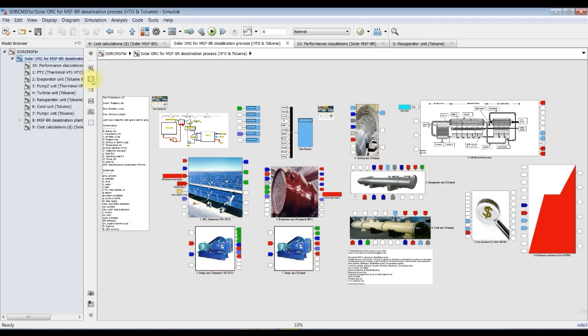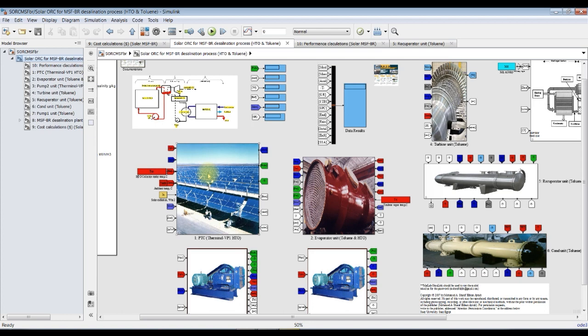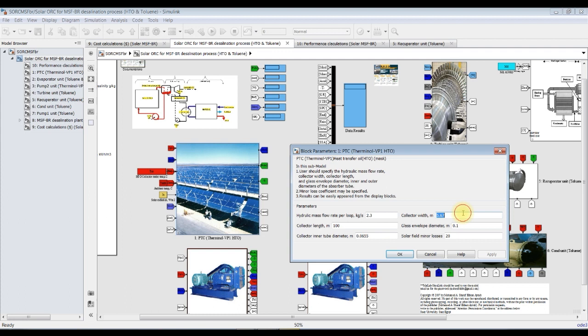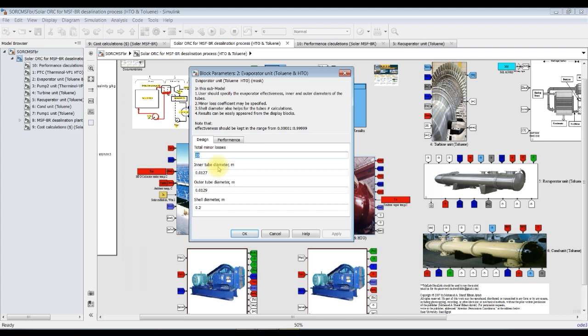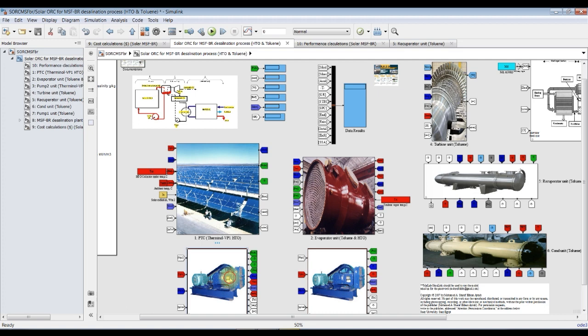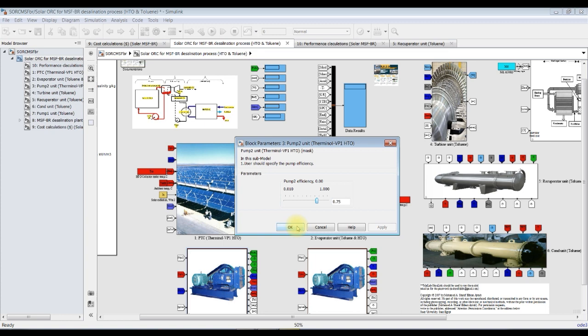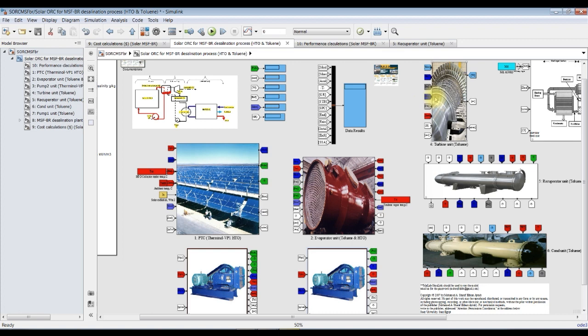We have here the parabolic trough collector. Let's assign some inputs. I will keep this hydraulic mass flow rate, collector design aspects, segment length, and so on. Keep this, and this is the boiler heat exchanger intermediate unit. Inner tube diameter, outer tube diameter, shell diameter. I'm going for, suppose, a 1 meter shell tube, and this performance is 0.80 effectiveness. That's okay. And this is the pumping system for the parabolic trough collector, 75. For the organic Rankine cycle, 75, it's okay. You can easily control this. Turbine unit, it's okay.